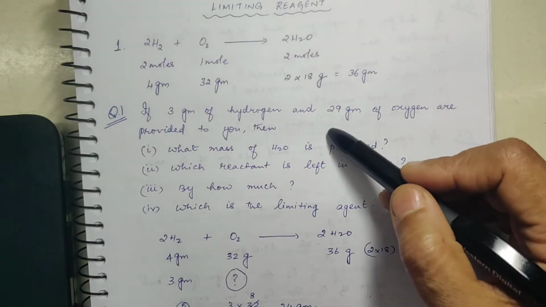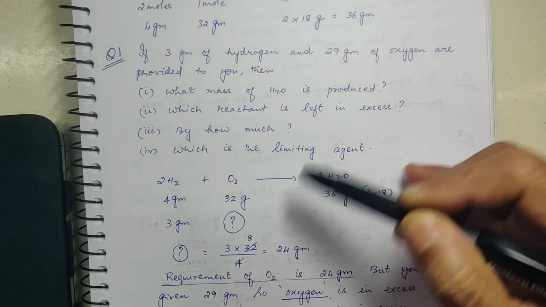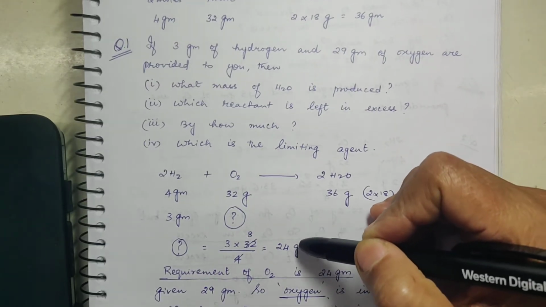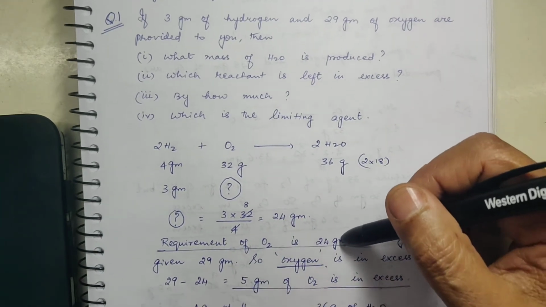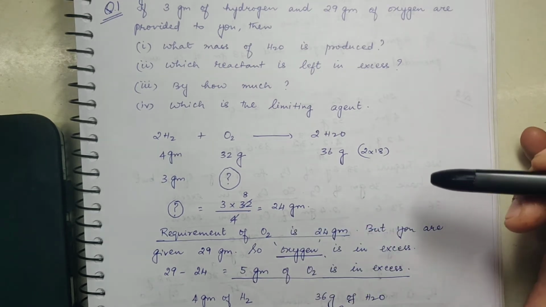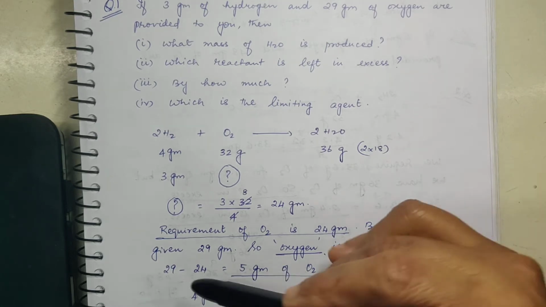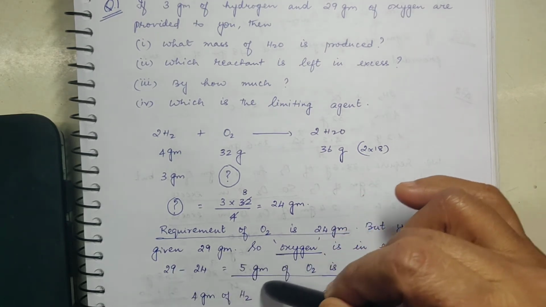But how much you have been given? You have been given 29 gram. You require only 24. You have been given 29. That means oxygen is there in excess. Okay, requirement of oxygen is only 24 gram, but you are having 29, so oxygen is there in excess. How much is it in excess? 5 grams of oxygen is in excess. That is 29 minus 24. 24 is used, so what is left is 5.